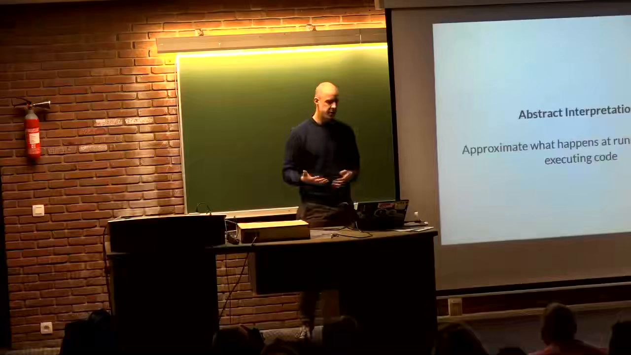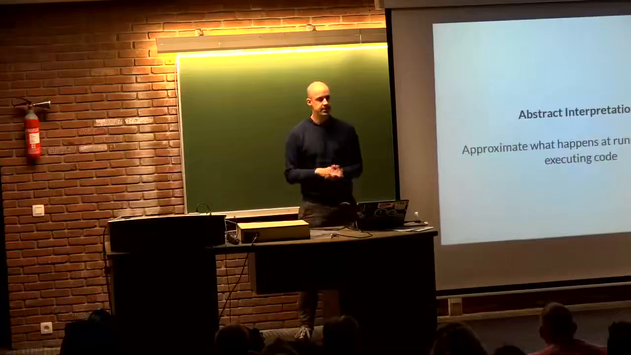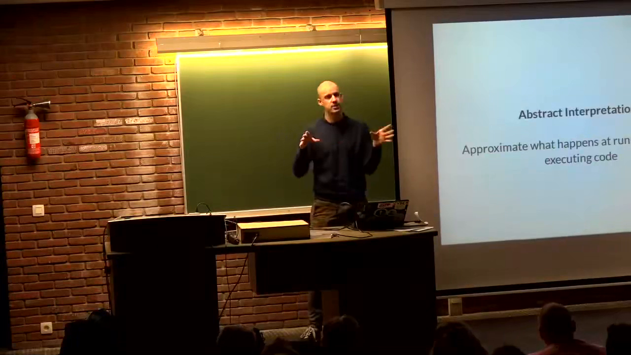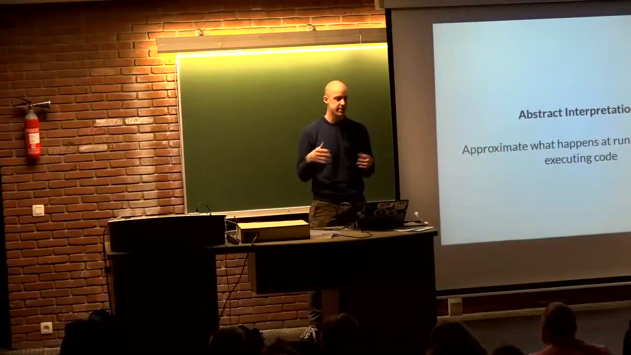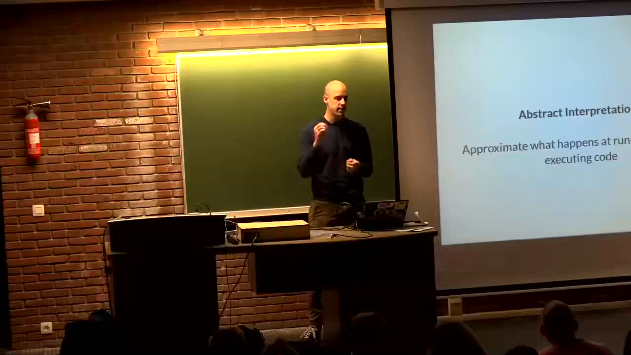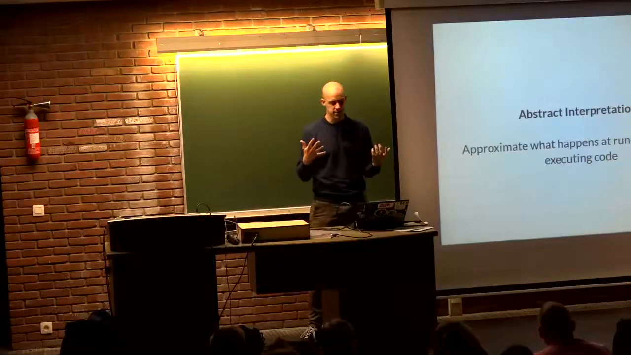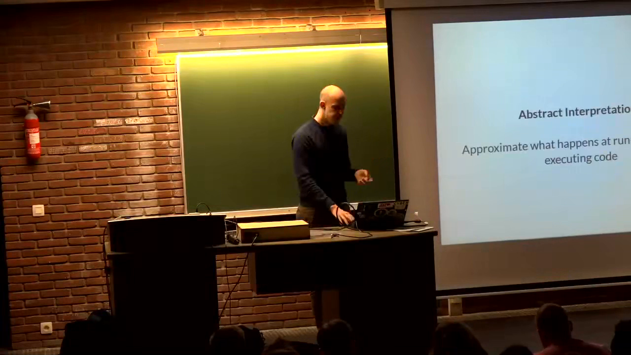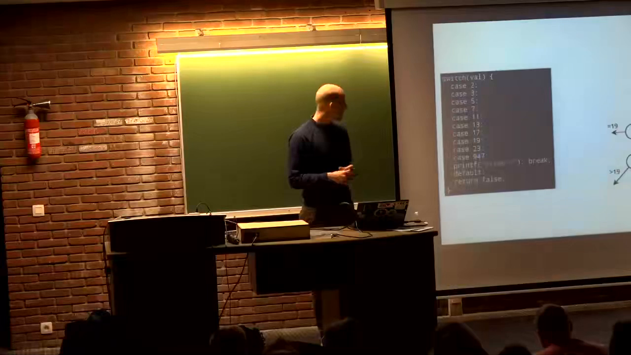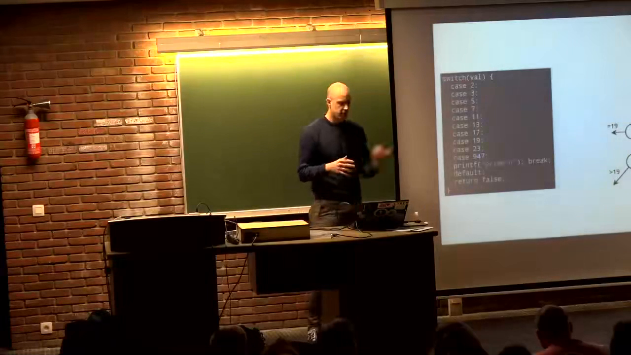The first one is called abstract interpretation. The basic idea here is that we have an analysis across all possible paths throughout the program. And instead of just looking at one path and one value at a time, we replace concrete values with sets of values or abstractions of sets of values. So what I mean with that is explained a bit here.